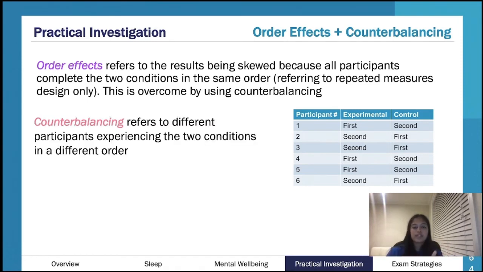So for that reason, we bring in this thing called counterbalancing. It means that if you've got 10 participants, instead of 10 of them doing the driving test with caffeine and then 10 of them doing it without caffeine, you've got 5 doing it with caffeine first and 5 doing it with no caffeine first. And then you've got 5 doing it with no caffeine second, 5 doing it with caffeine second as well.